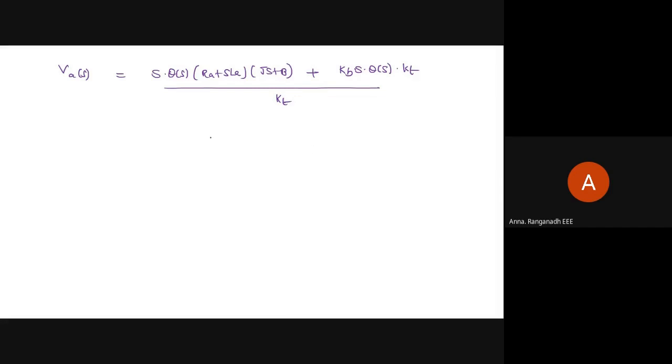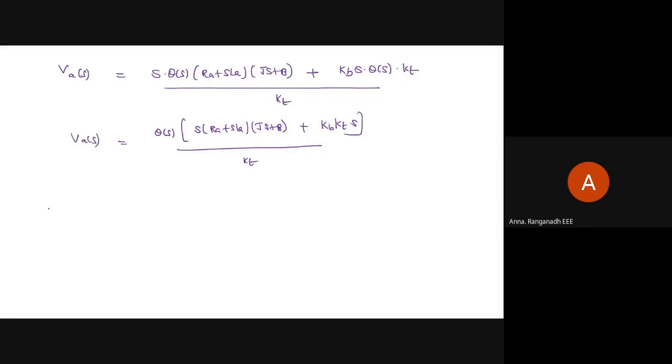Now, in both the terms you can take the common theta of s. If you take the common theta of s, we get s into Ra plus sLa, Js plus B, plus Kb Kt into s, by Kt. So this is V of s.